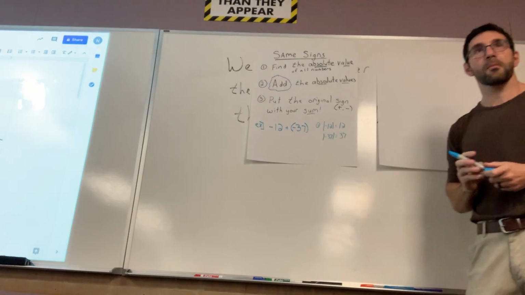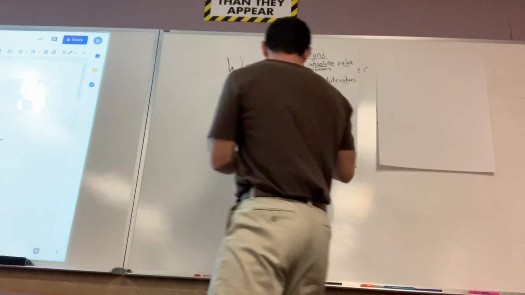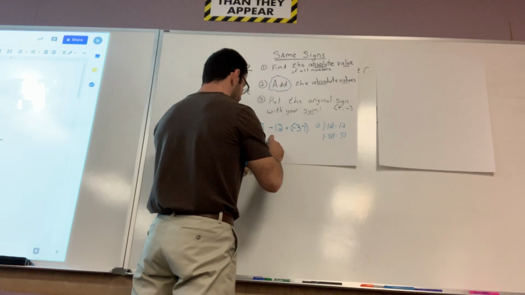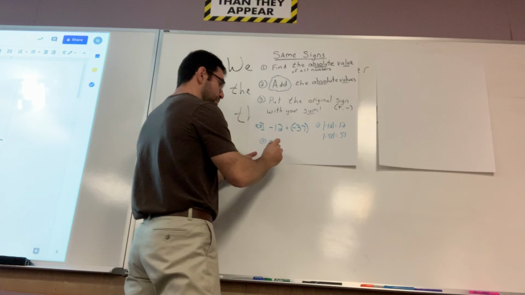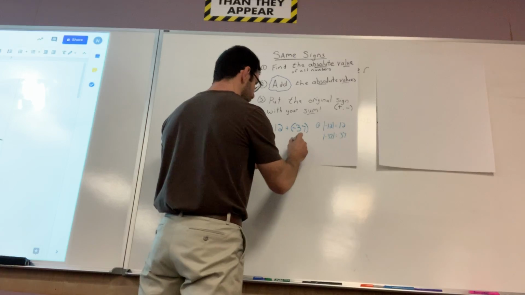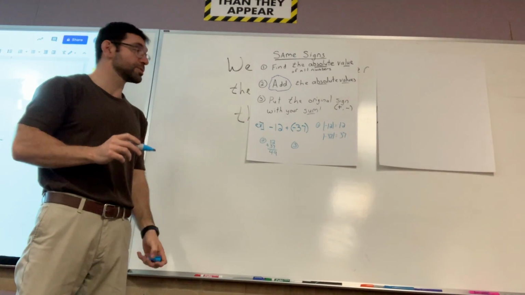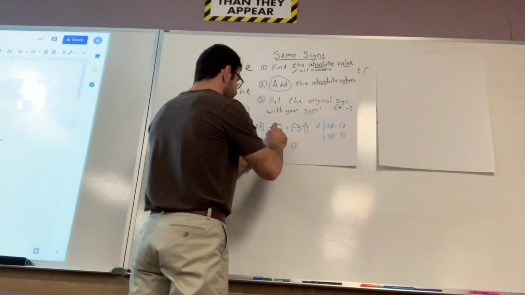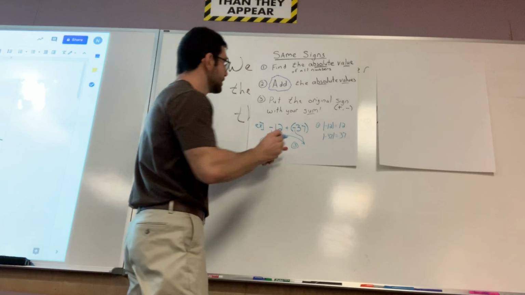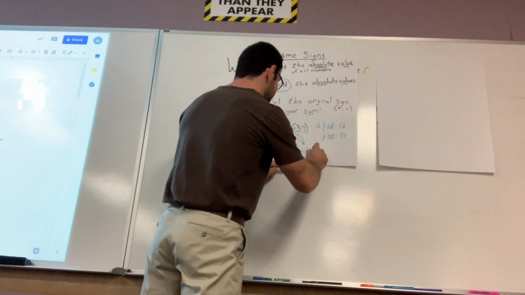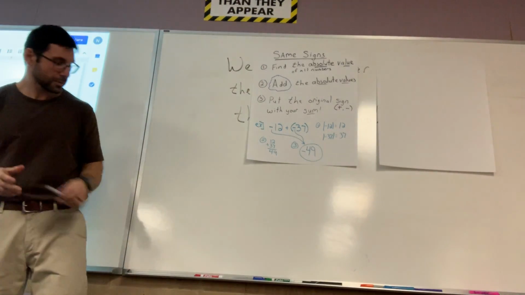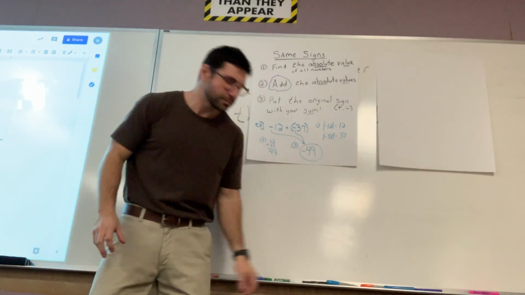Have I lost anybody there? Okay. Step 2 says add the absolute values. Well, that's 12 plus 37. 2 plus 7 is 9. 1 plus 3 is 4. Step 3 says put the original sign with your sum. So my original sign, they were both negative. So my sum is negative 49. Questions on that one?